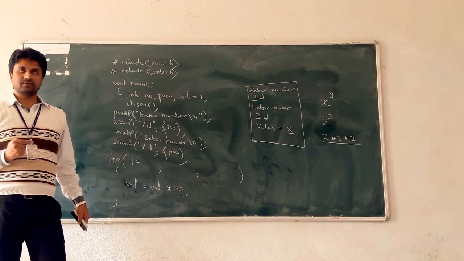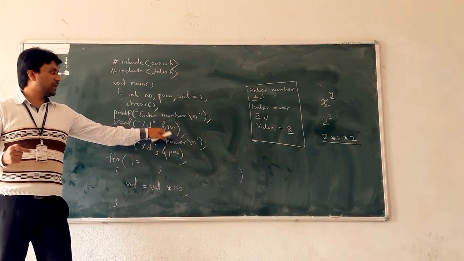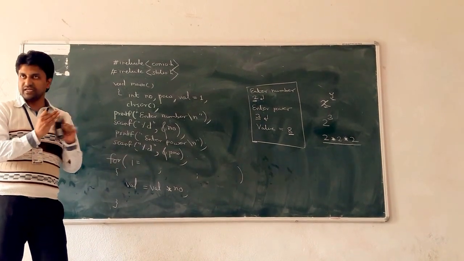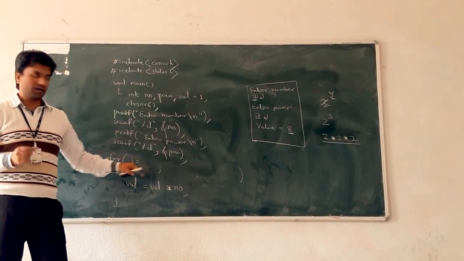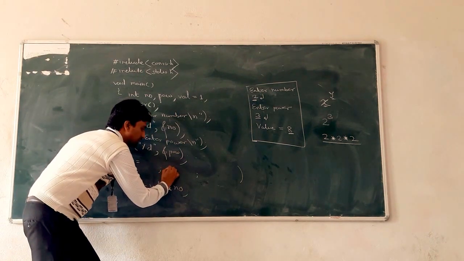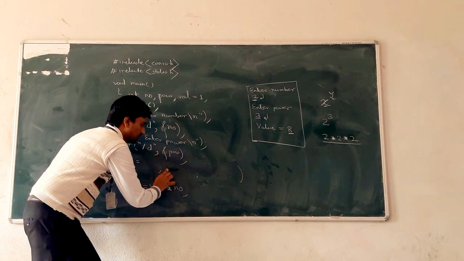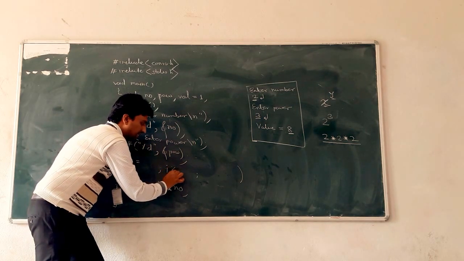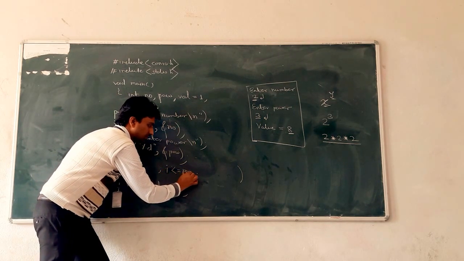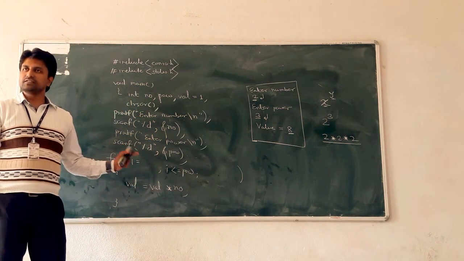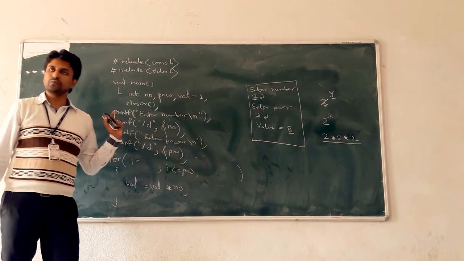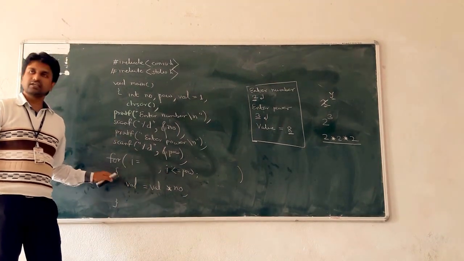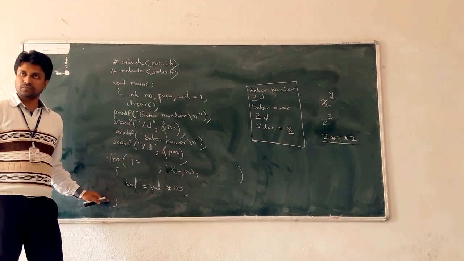Next, how many times does this statement get executed? Number of power. What is the value of power? That many times this statement gets executed. So the condition part depends on the power. What is the condition part? Till I less than equal to power. This is the condition part. Till that you have to execute the body of the for loop.